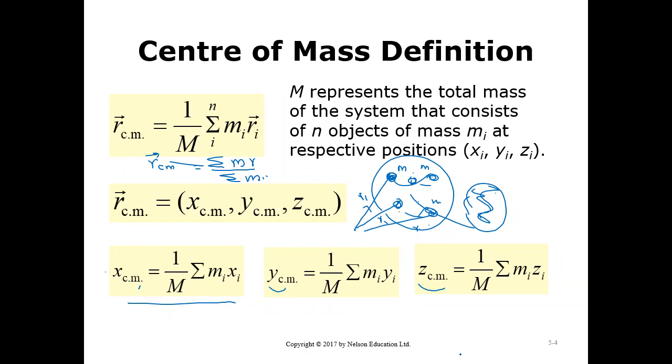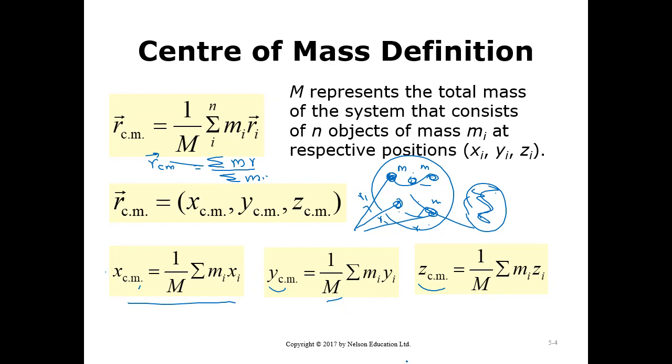Yeah, z center of mass. It is similar. It is going to be m1z1 plus m2z2 plus m3z3 and so on, divided by the total mass. So y center of mass will be m1y1 plus m2y2 plus m3y3, and if there are more, you collect all of them, divided by the total mass. And x center of mass similarly.